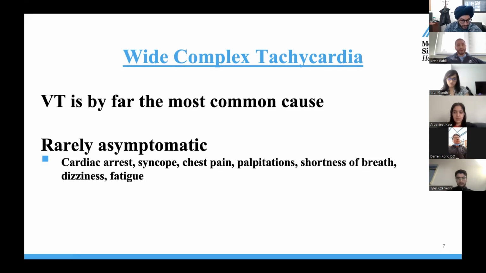Aside from that, there are a lot of other arrhythmias, such as supraventricular arrhythmias, that can have similar patterns, and we'll go through some of those things. These are rarely asymptomatic, no matter what the actual cause is. It can be very dramatic symptoms or a lot of non-specific findings. So this ranges from cardiac arrest, syncope, chest pain, to vague symptoms like palpitation, shortness of breath, dizziness, and fatigue.